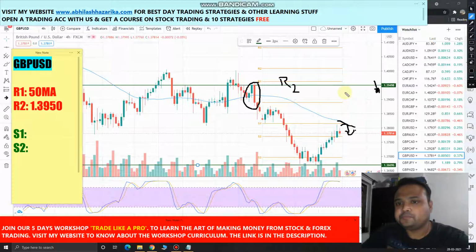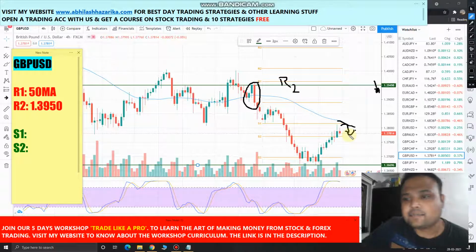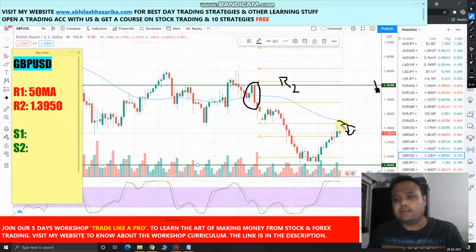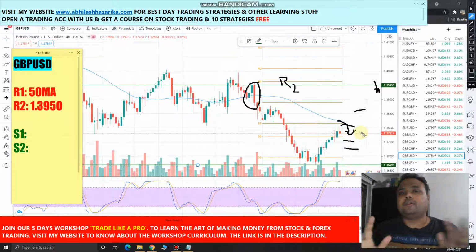Okay. So first of all, we just need to look at the price and how it reacts once it reaches the 50 moving average. Okay. If it gets resistance and reverses from there, it's a good trade and easy trade for everyone. But if it trades somewhere here, then I'll tell you to avoid the market.